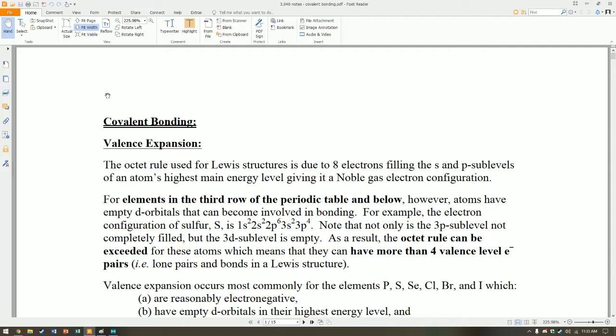Hello guys, Tumor Teaches again. Today we're going to be covering valence expansion, expanded octets, and the VSEPR theory to go along with that.